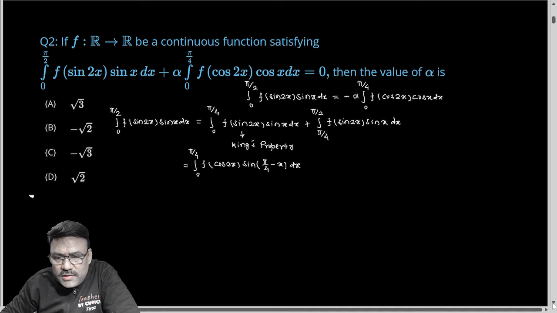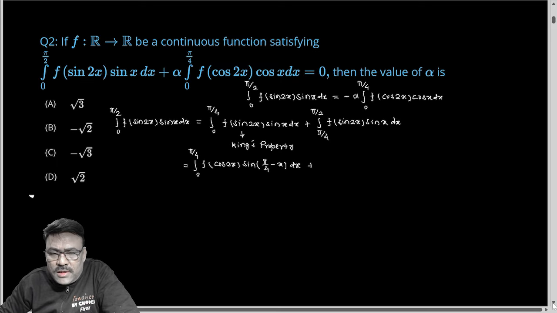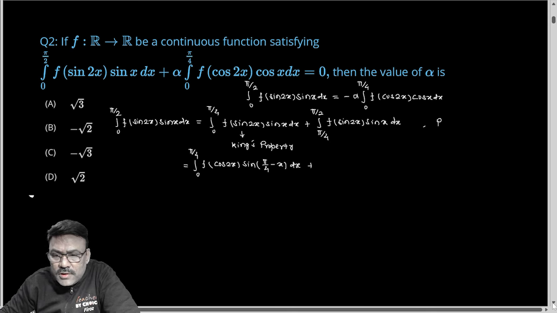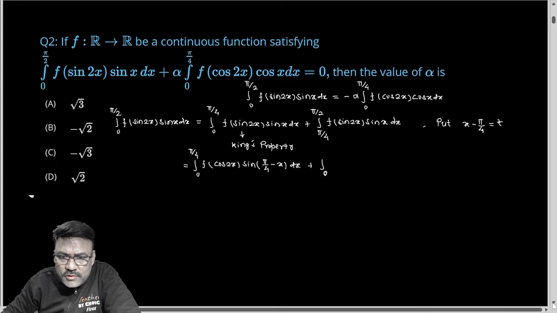And in this second integral, I want to convert this integral also in the form of 0 to pi by 4. Means I have to change the limit to 0 to pi by 4. So I'm reducing the limit by pi by 4. In this second integral, I'm substituting x minus pi by 4 is equal to t. So you can see that when x is pi by 4, t will be 0. And when x is pi by 2, t will be pi by 4. So this second integral also becomes 0 to pi by 4 now.